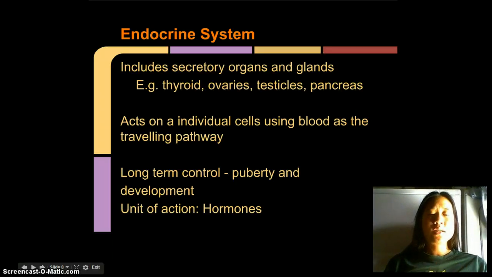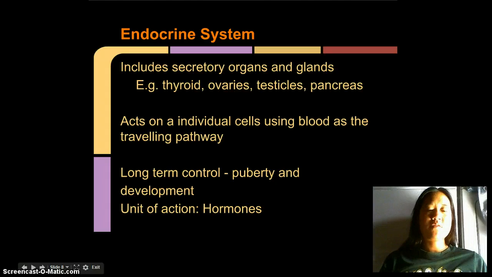Why does the endocrine system get as much attention, if not more, than the nervous system? It's because it's all about long-term control. This is the stuff like estrogen, progesterone, testosterone, steroids that show up on TV. This is all long-term control in terms of puberty and development.